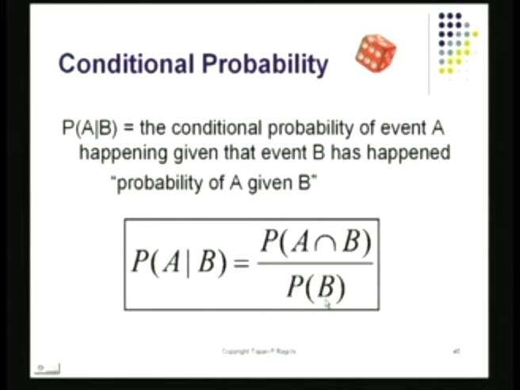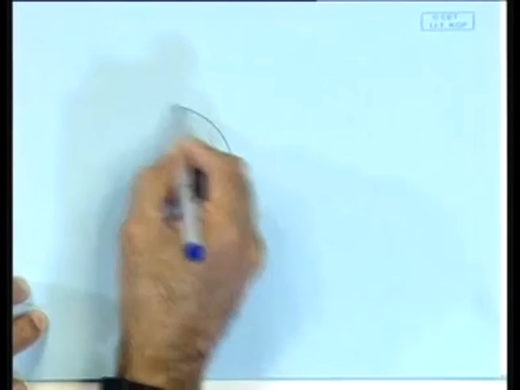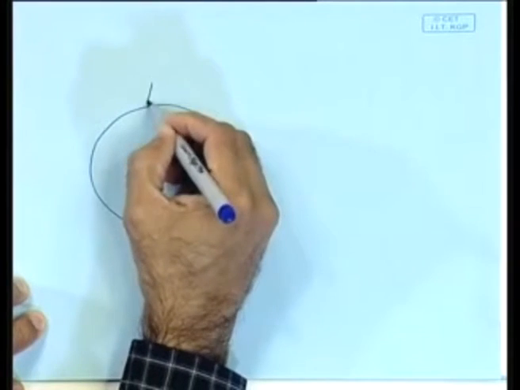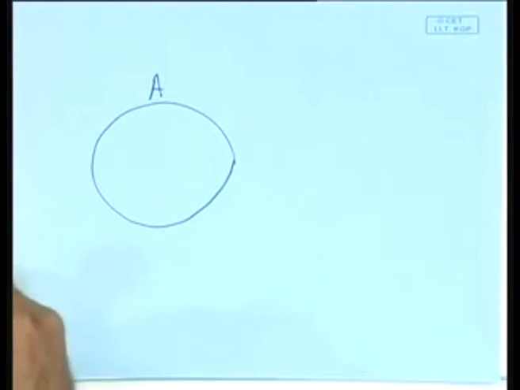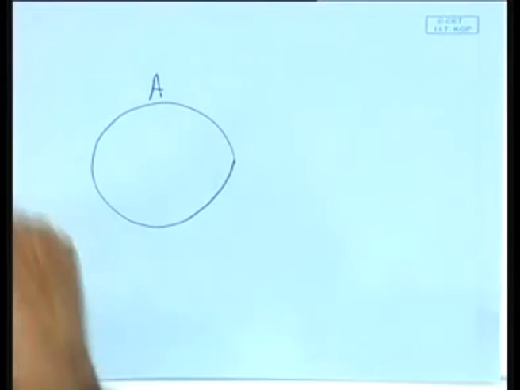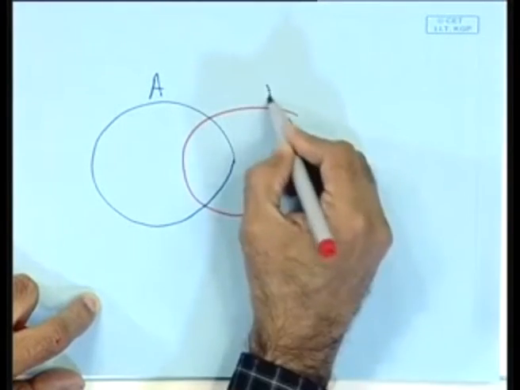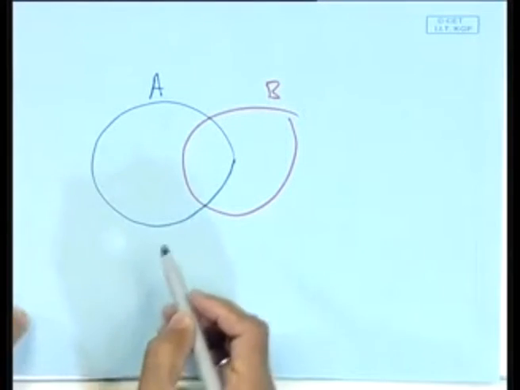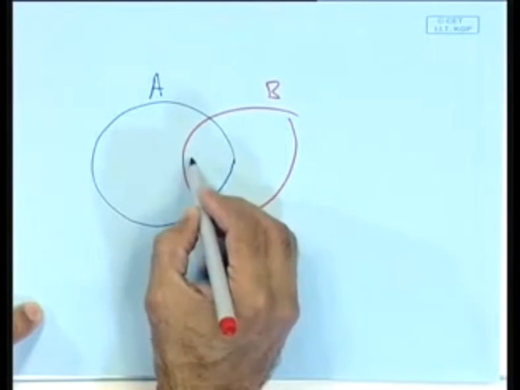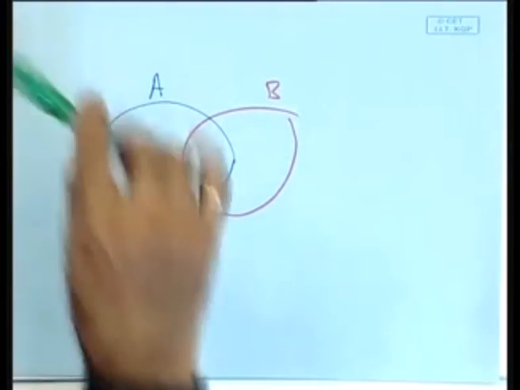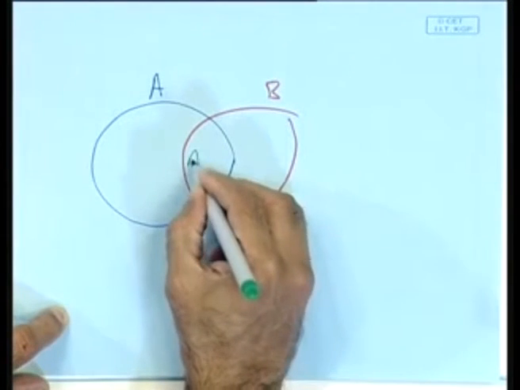And let me give you a pictorial idea of how this is done. How did I end up with this? I have the set A, or the event A, and I have the set B, which is the other event. I'm going to give it a different color. This is set B. A intersection B is going to be this part. A intersection B.